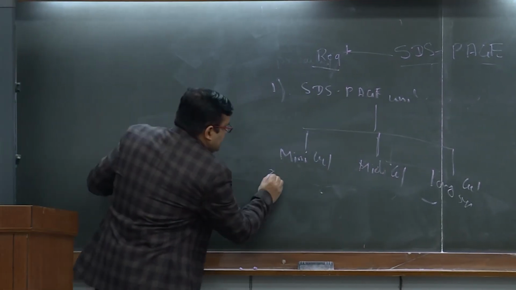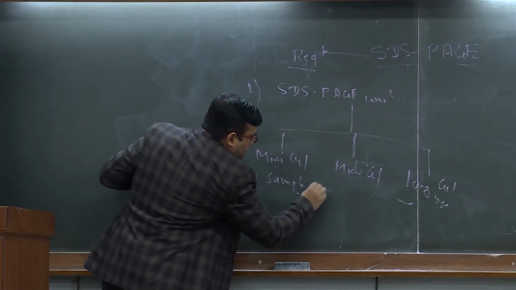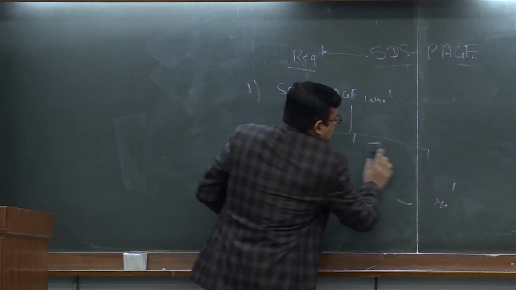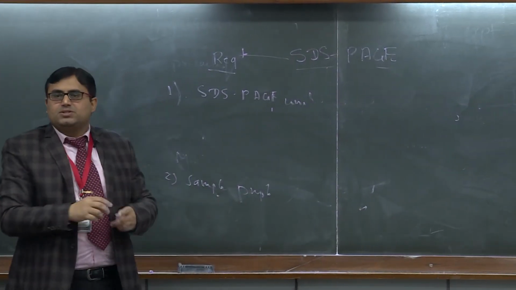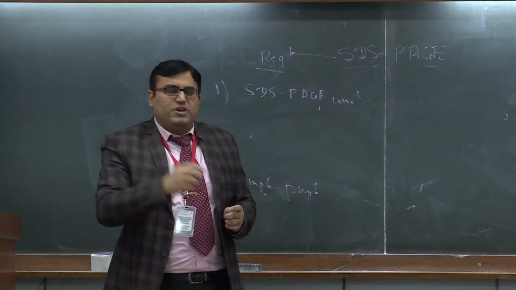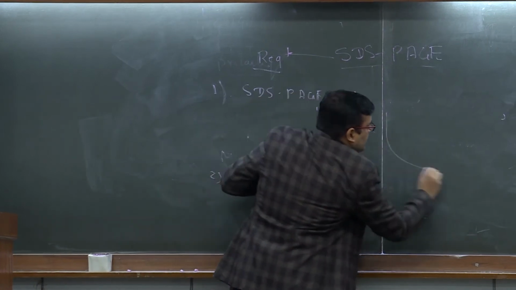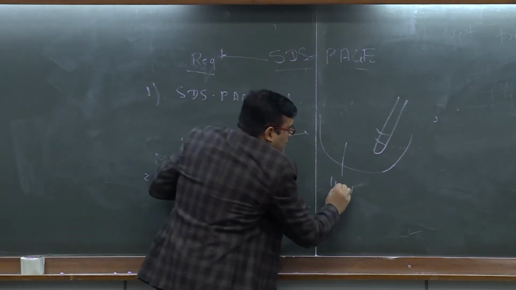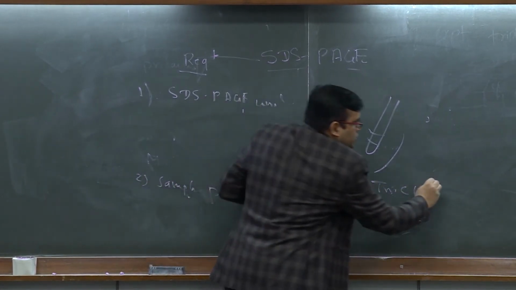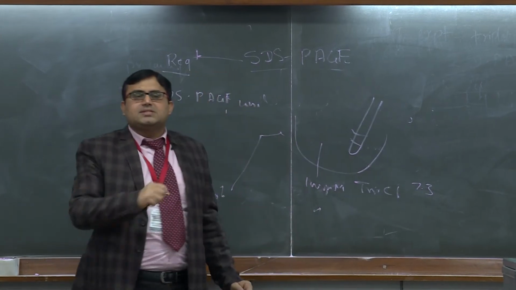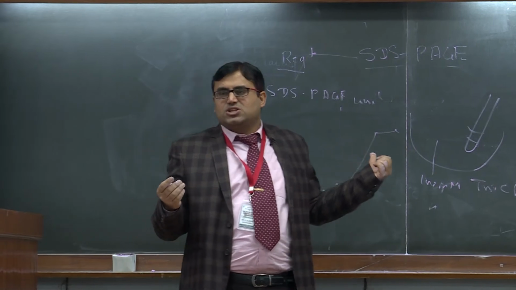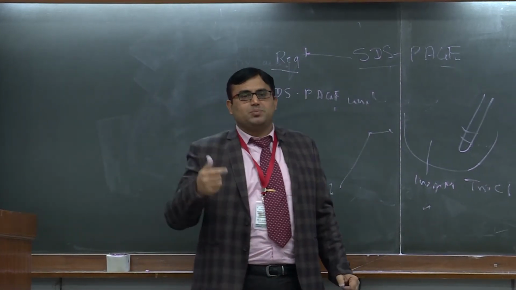Second is sample preparation. So when you talk of SDS Page, there is a different way of sample preparation. The most common way is that you extract your sample in a 100 millimolar Tris-Cl buffer, and pH should be 7.3. This is the thumb rule. If you don't have information about how to extract, you can use this extraction buffer, 100 millimolar Tris-Cl, pH 7.3.